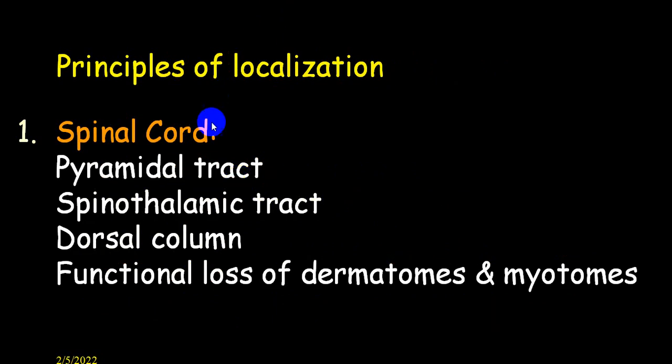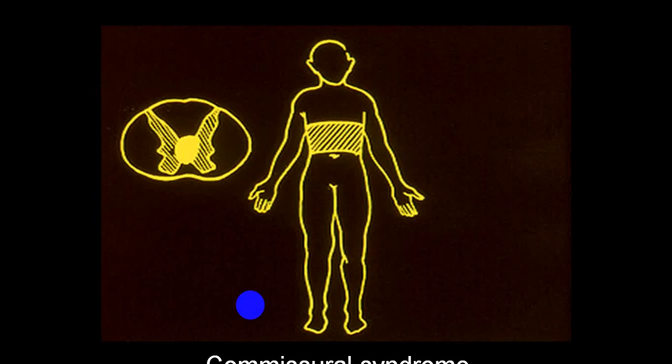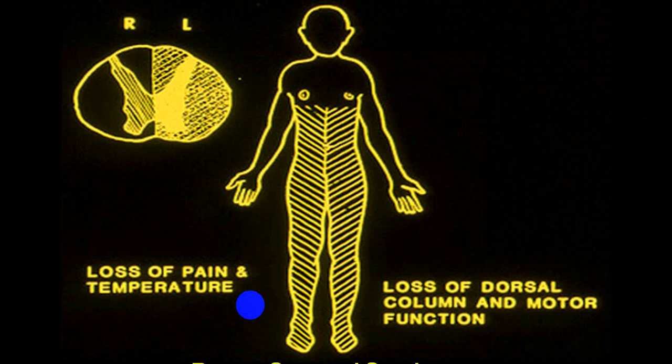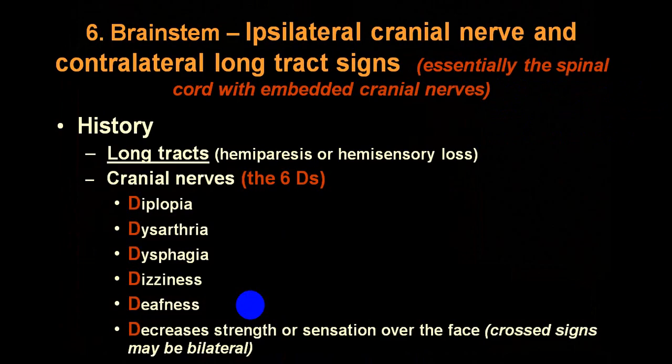In spinal cord damage, you will have the pyramidal tract gone, spinothalamic tract gone, dorsal column gone, etc., as well as the sympathetic and parasympathetic systems involved. So these are all the different presentations. This is commissure damage. This is sensory loss with sacral sparing, that is intramedullary lesions. This is Brown-Séquard syndrome. We'll be dealing with all those things separately.